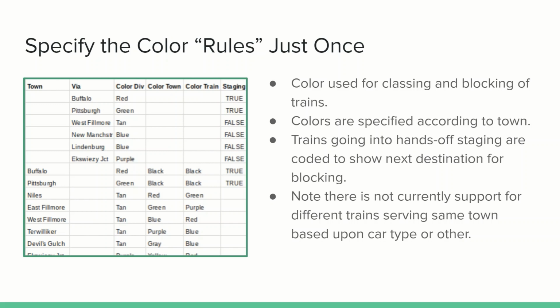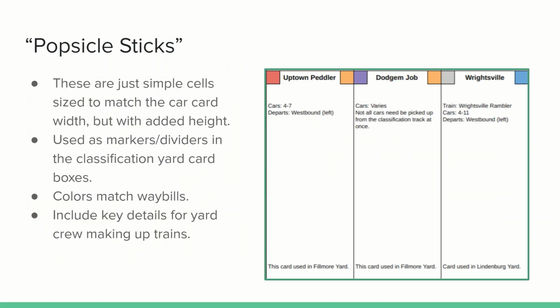There is not currently within here support for different trains serving the same town based upon different car types. So if you had a town that gets serviced by a coal train and then also is serviced by a separate peddler, this doesn't have the right logic to break that out. If anybody has that case and is particularly interested in it, we could talk about what might need to change in order to support that.